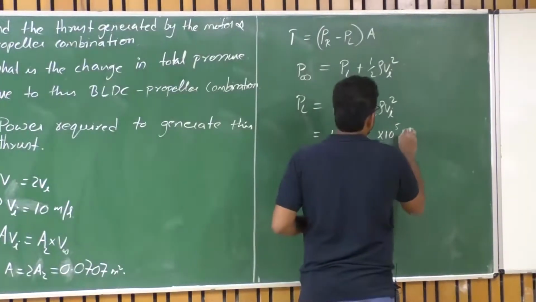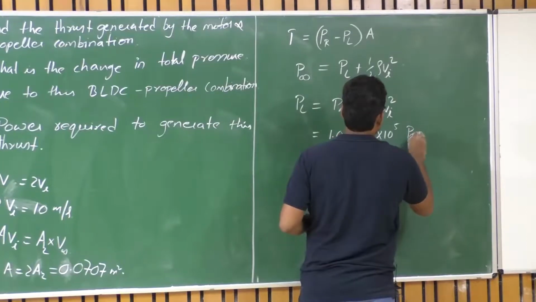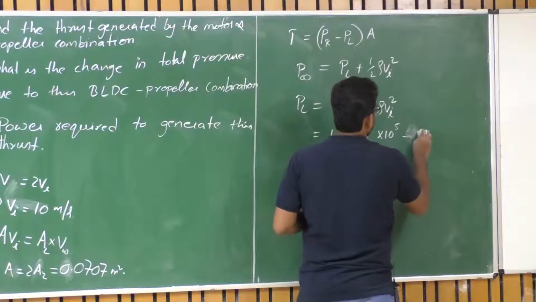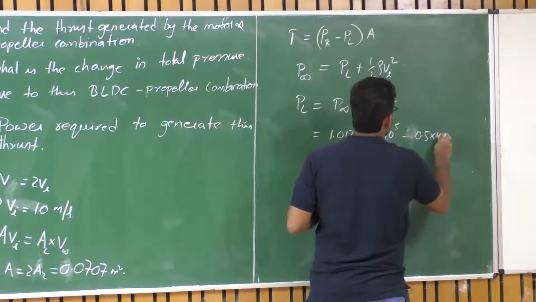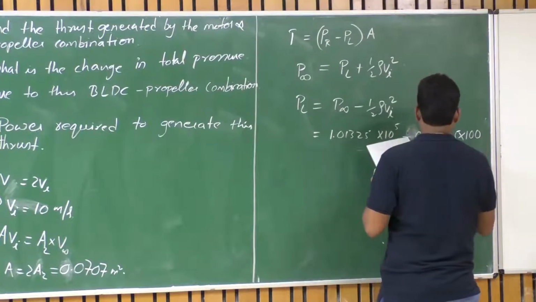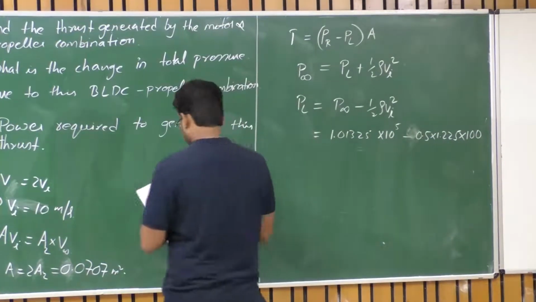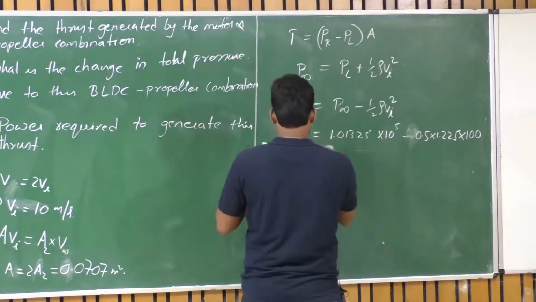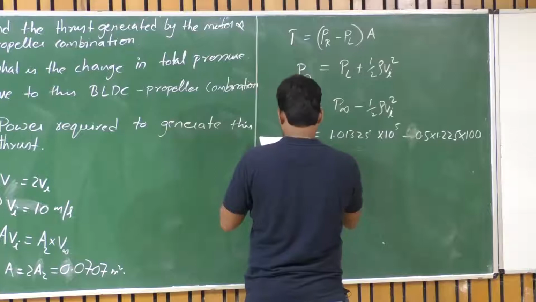10 to the power of 5 Pascal minus 1.225 times 100. So what I have here is 1.